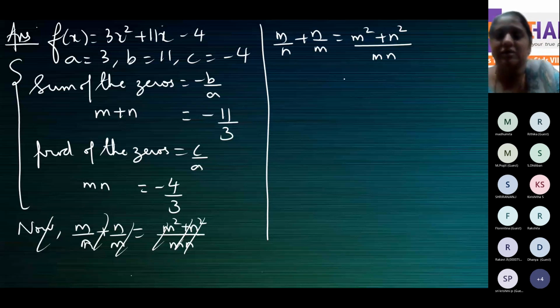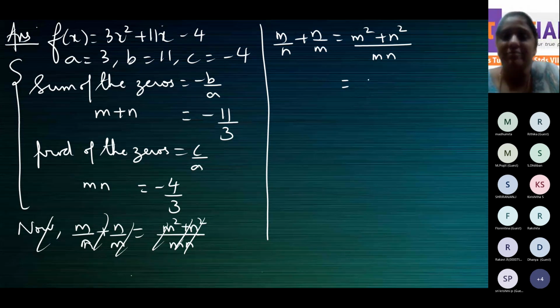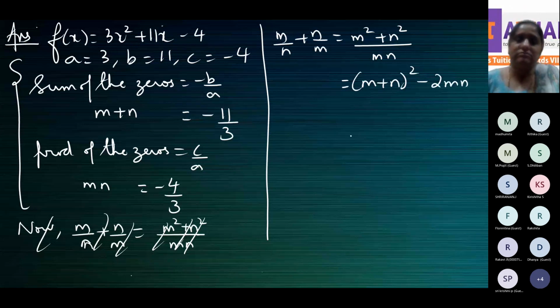Yeah, thank you, children. So now the numerator, m square plus n square. Remember, go back to the sums. a square plus b square is (a plus b) the whole square minus 2ab. m square plus n square is (m plus n) the whole square minus 2mn, divided by mn. Now, why are we doing this?